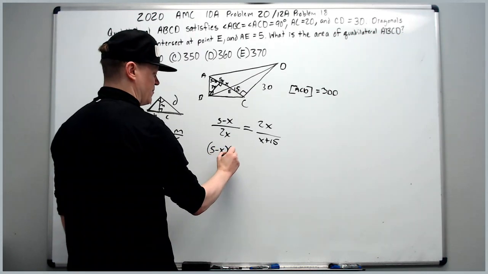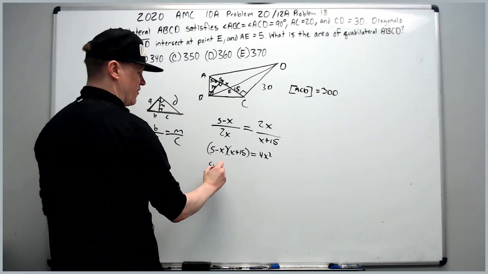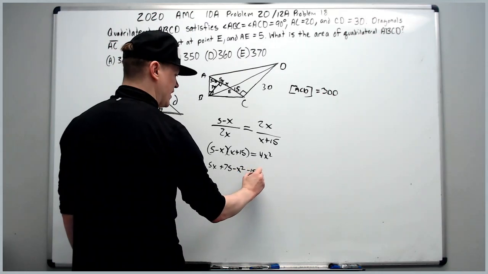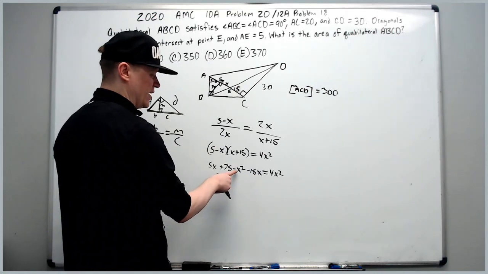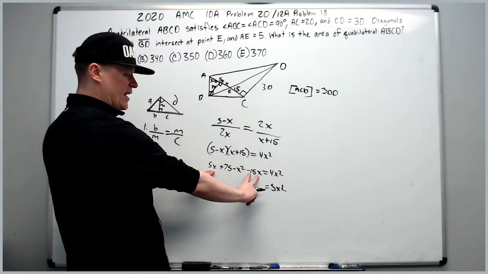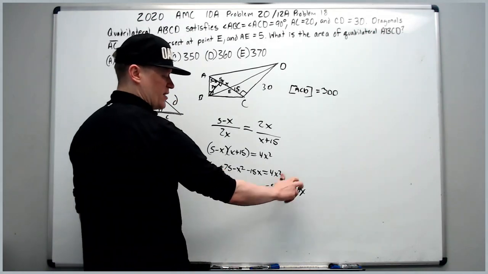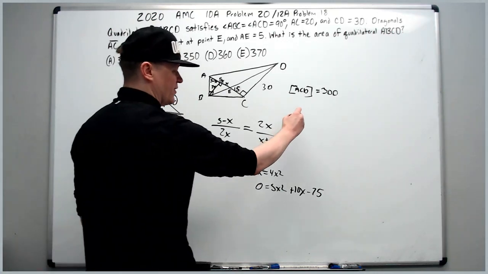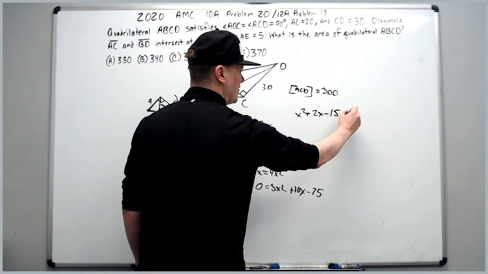5 minus x times x plus 15 equals 4x squared. Distribute. 5x plus 75 minus x squared minus 15x equals 4x squared. Let's move it all to the right because that's bigger and positive. The x squared moved over is 5x squared. I've got negative 10x moved over becomes positive 10x. And I've got positive 75 moved over becomes negative 75. I can now divide by 5. I'm going to get x squared plus 2x minus 15 equals 0.